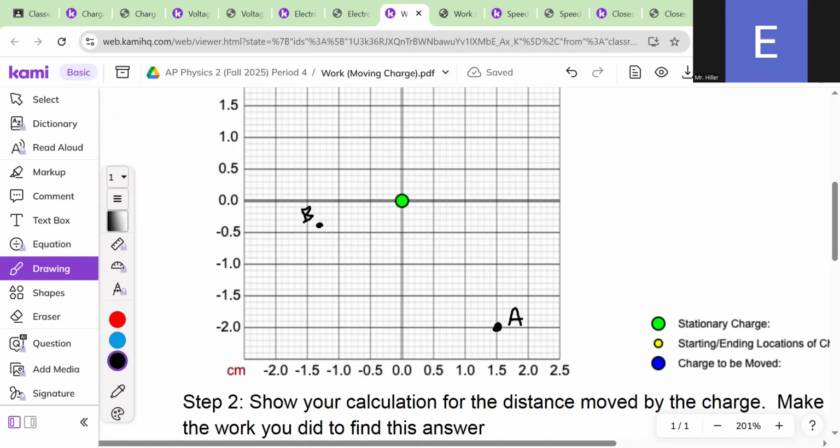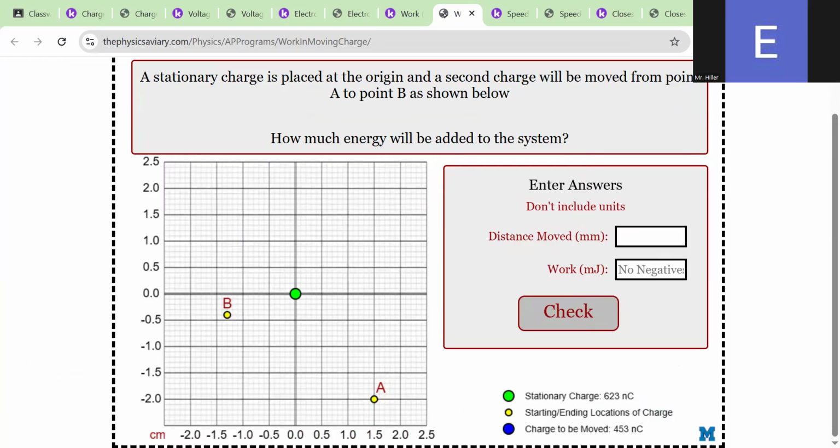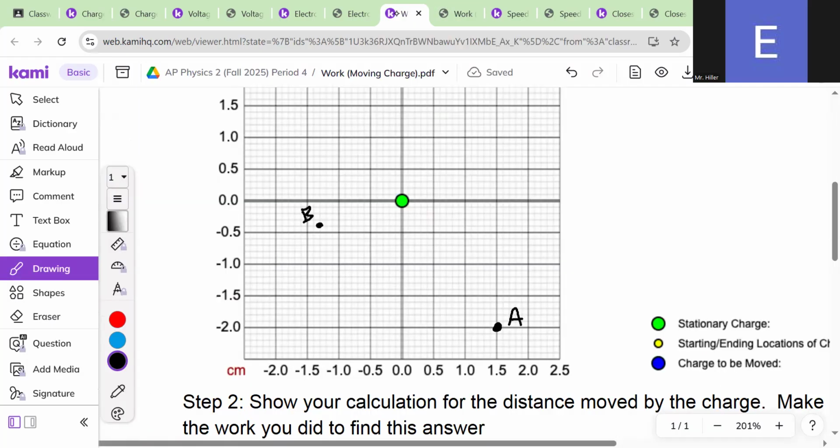Let me just double check that. 1.3, yes, okay. Now, to find the distance, it's quite simple. We're just going to count over. 1, 2, 3, 4, 5, 6, 7, 8. So I'm going to go all the way over and all the way down. So that would be 15.